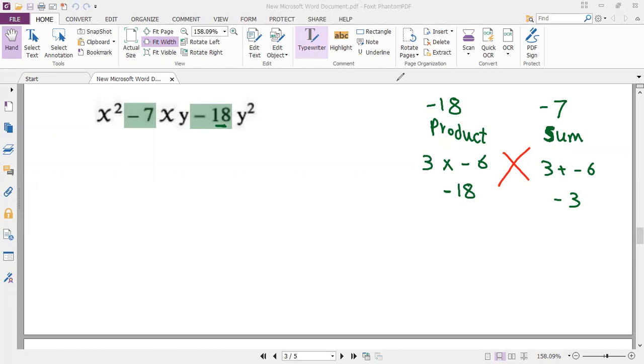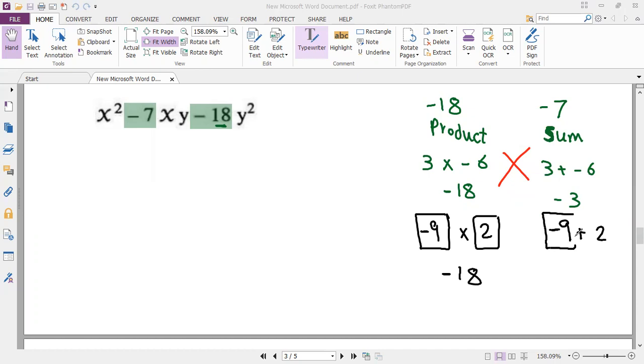So try another trial. We can take -9 and 2. -9 multiplied by 2 is -18, and the sum is -7. So -9 plus 2 equals -7. So what is the right factorizing?